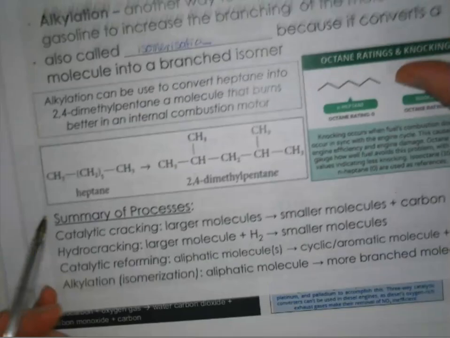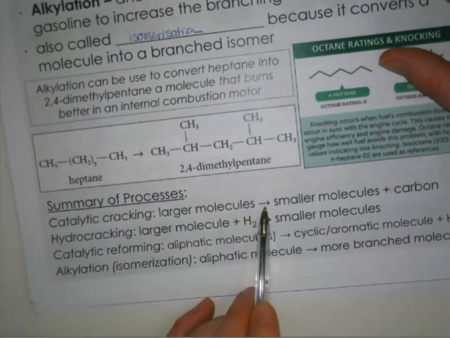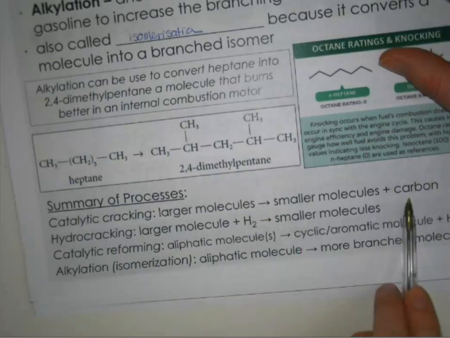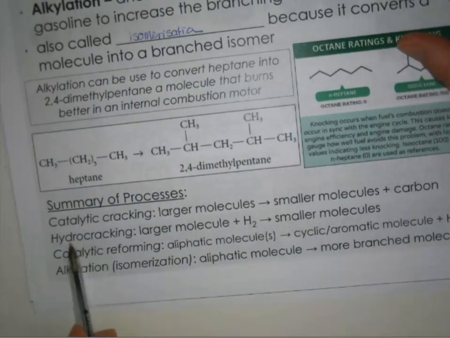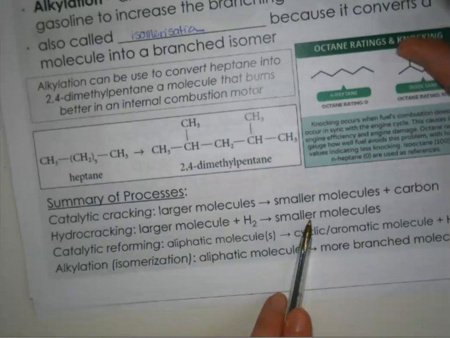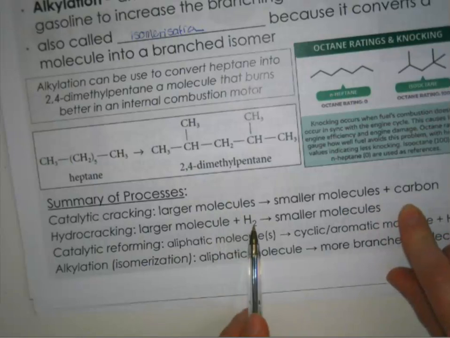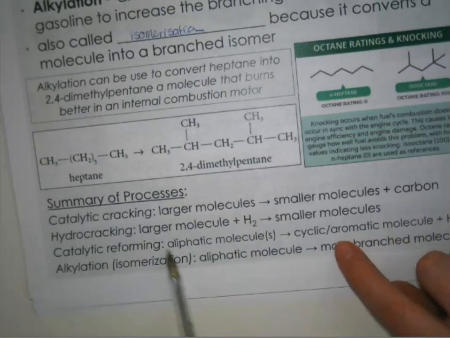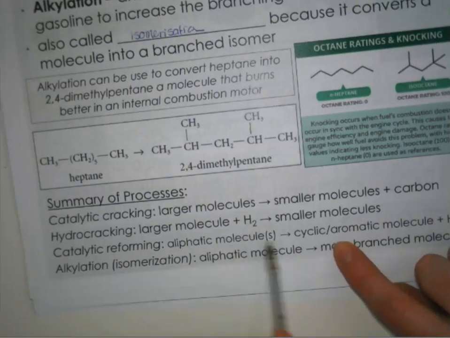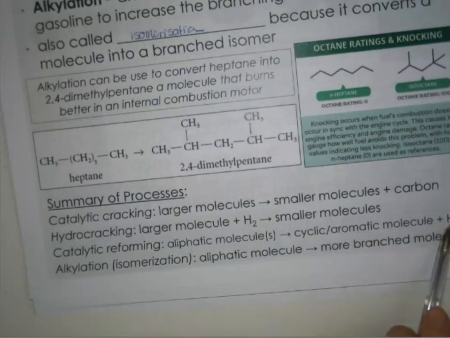So, a little bit of a summary of everything we've looked at so far. We had catalytic cracking, which takes larger molecules and makes them into smaller molecules, and carbon can be left over as a byproduct. We have hydrocracking, which again takes larger molecules and makes them into smaller molecules, but a little bit of a difference here: in the previous case we had carbon as a product, whereas in hydrocracking we don't have a byproduct, but we have another reactant that's needed, which is hydrogen gas. For catalytic reforming, we have aliphatic molecules, usually alkanes, and we're changing them into sometimes cyclic or aromatic molecules, and hydrogen is a byproduct.